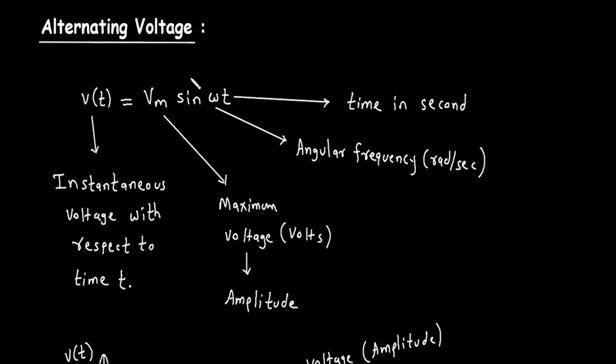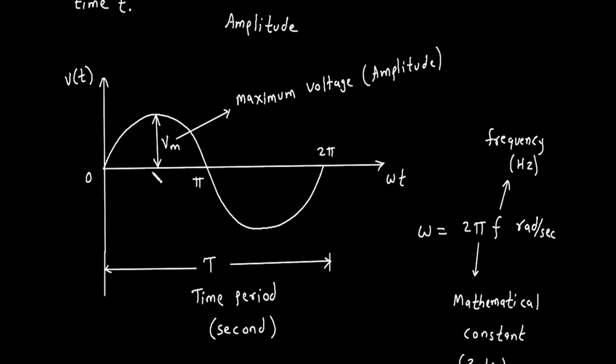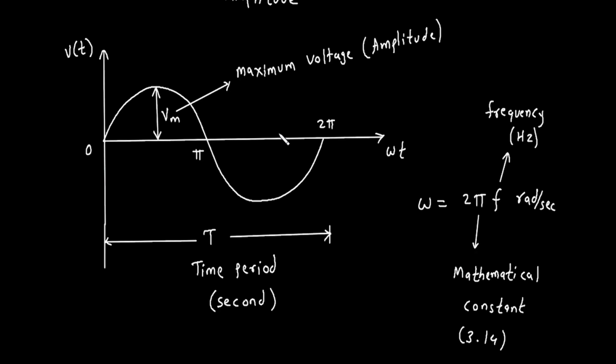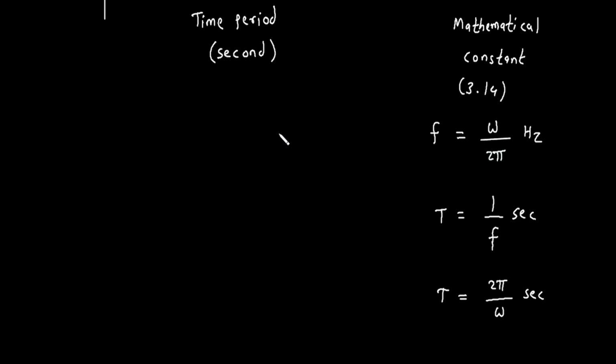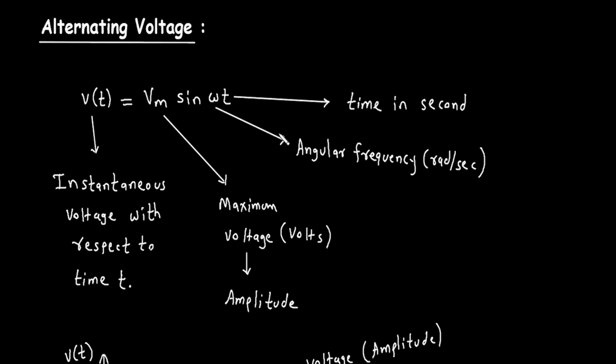Today, we'll dive deep into the fundamental concepts of alternating voltage, also known as AC voltage. We'll break down its mathematical representation, key characteristics, and graphical interpretation. By the end of this video, you'll have a solid understanding of how alternating voltage works. Let's start with the basics.